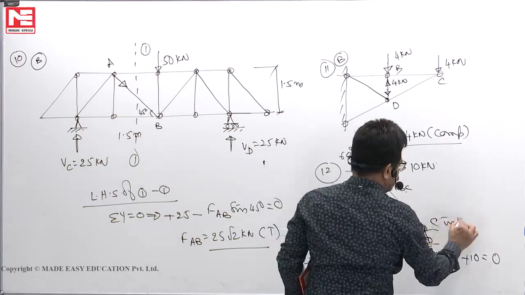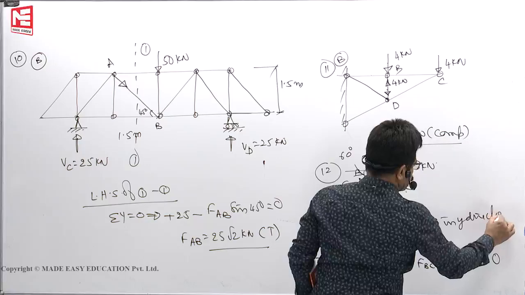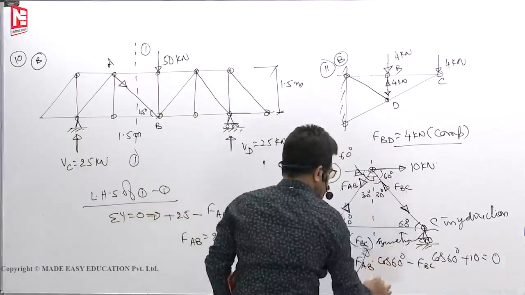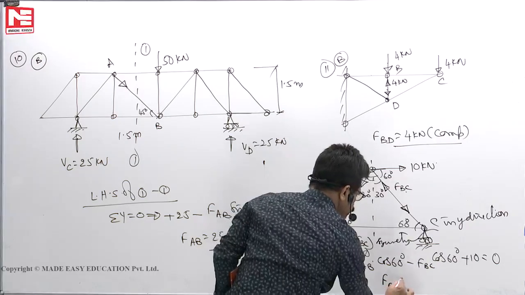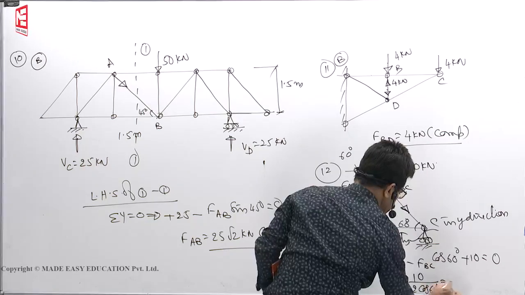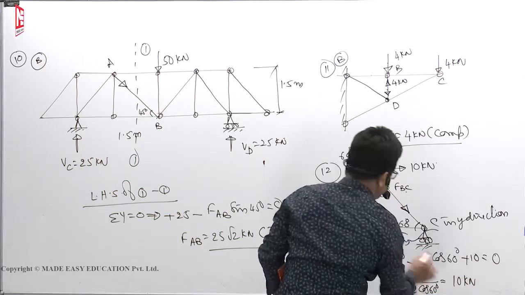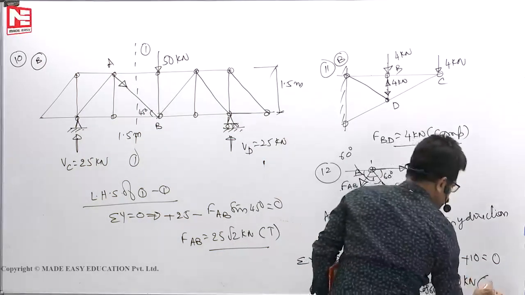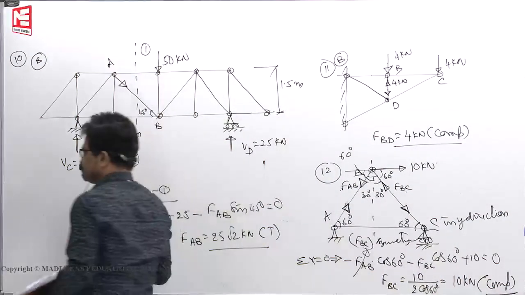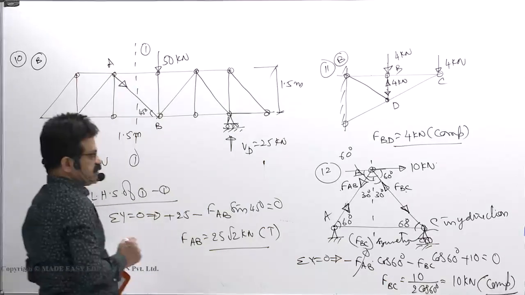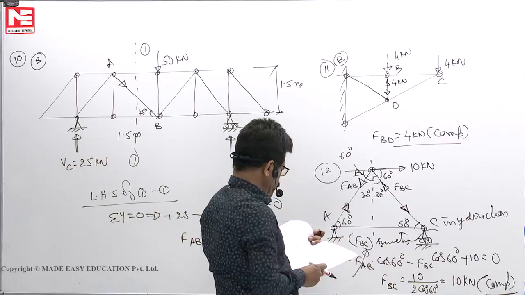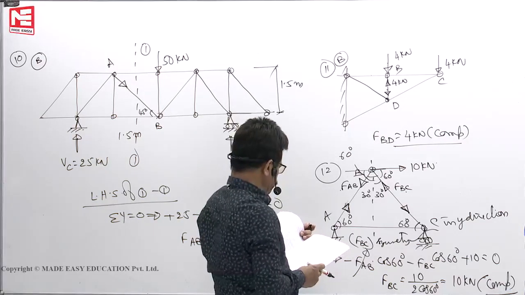Symmetry in y direction. So this has to be down means this should be up only. So FBC is equal to, I can write 10 by 2 cos 60. So 10 only. BC arrow mark is towards the joint, so 10 kilonewton compression. Cos 60 means 1 by 2. So FBC is 10 kilonewton compressive.